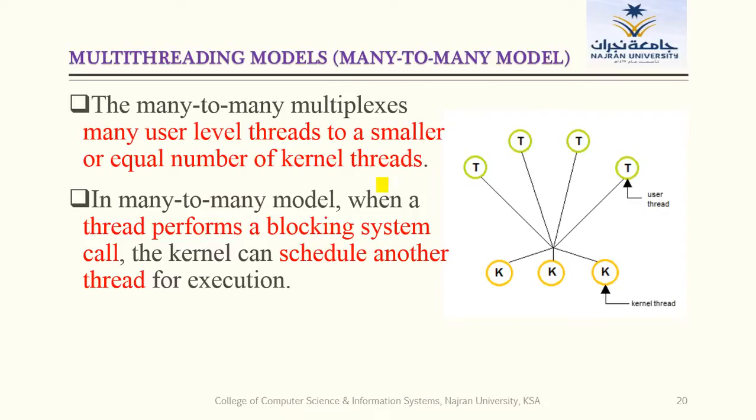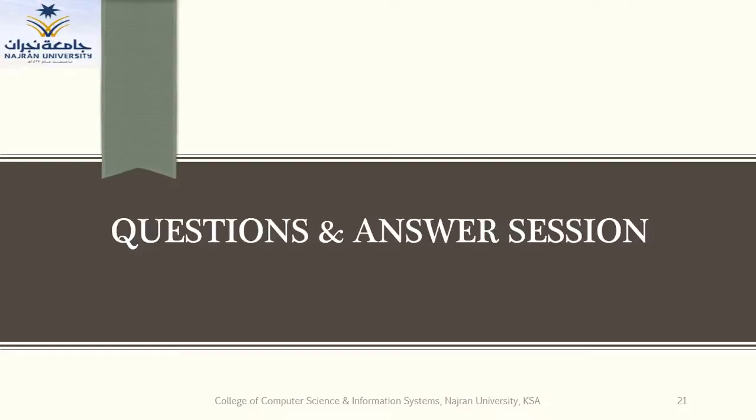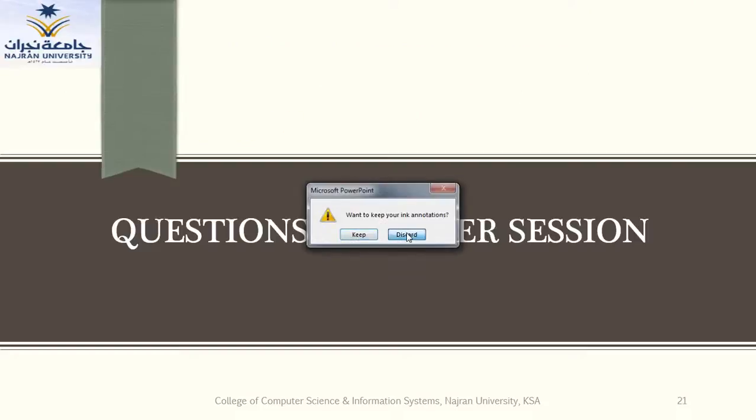This model is better than both the previous many-to-one and one-to-one, because if one thread is blocked, suppose this is blocked, it will not affect any other three threads and the kernel. The kernel will schedule another thread for execution. Okay, so at the end, what is the conclusion? The many-to-many model is better than the many-to-one and one-to-one models. So this was our lecture number 5.